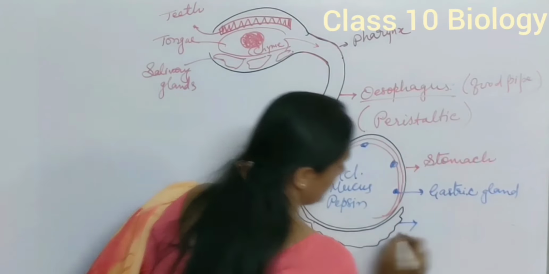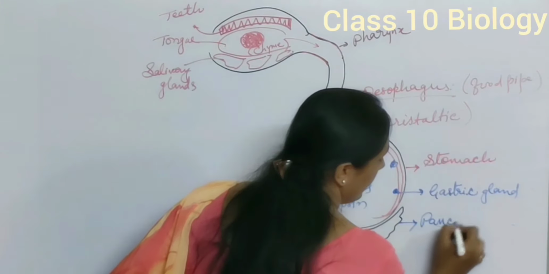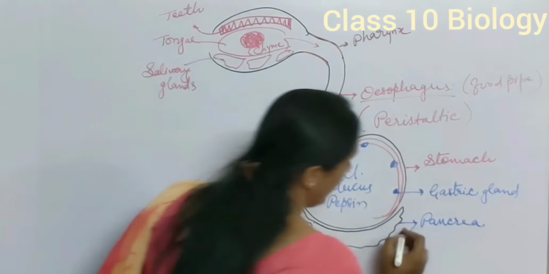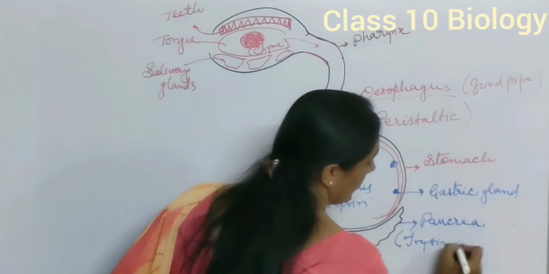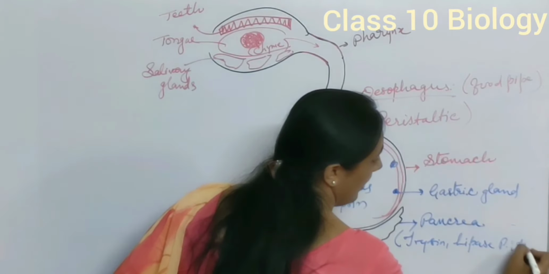Below the stomach we have one of the glands called the pancreas, and the role of the pancreas is to secrete pancreatic enzymes, and those enzymes are trypsin, lipase, and pancreatic amylase.